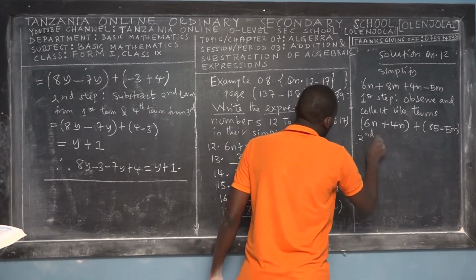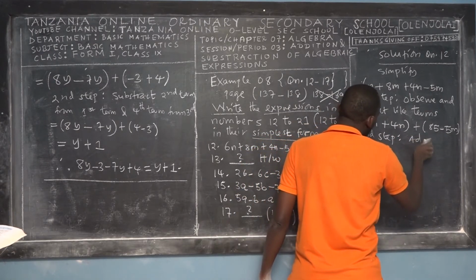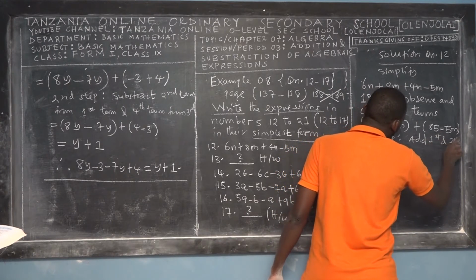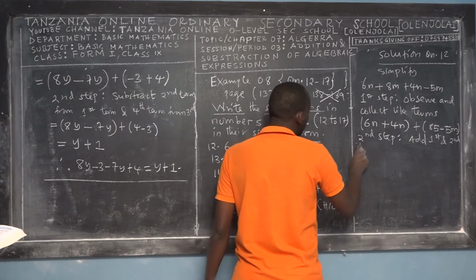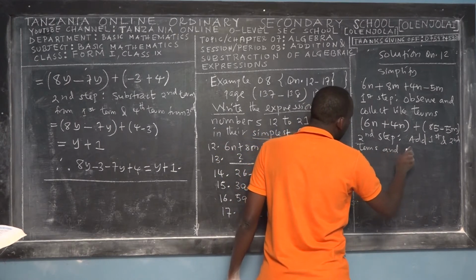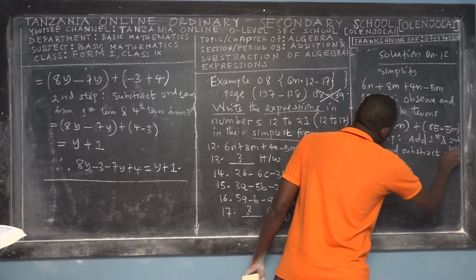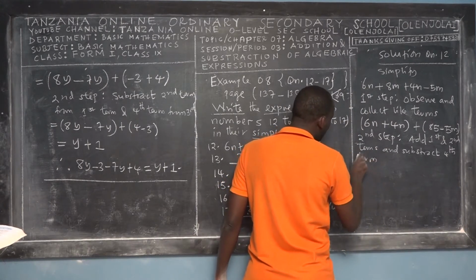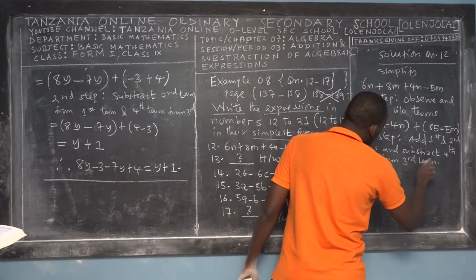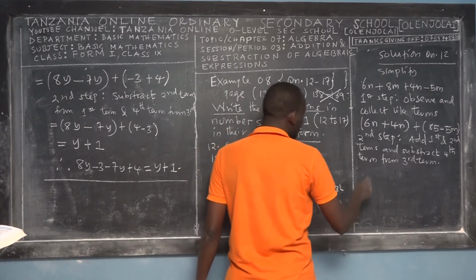Second stage: add the first and third terms, and then subtract the second and fourth terms. So 6n plus 4n is equal to what? 10n.